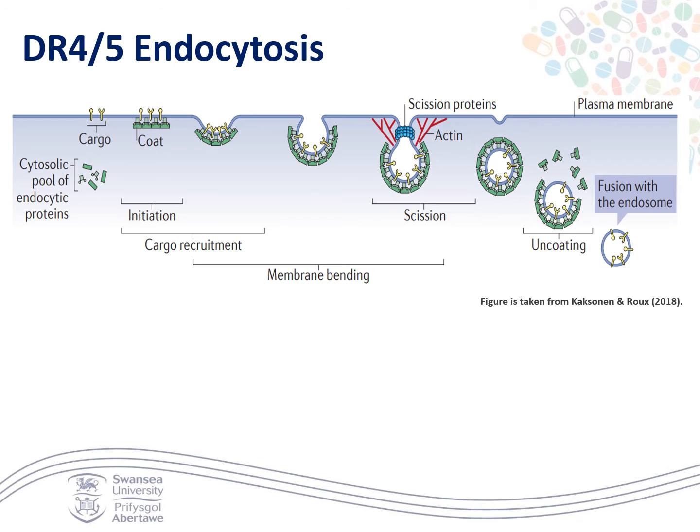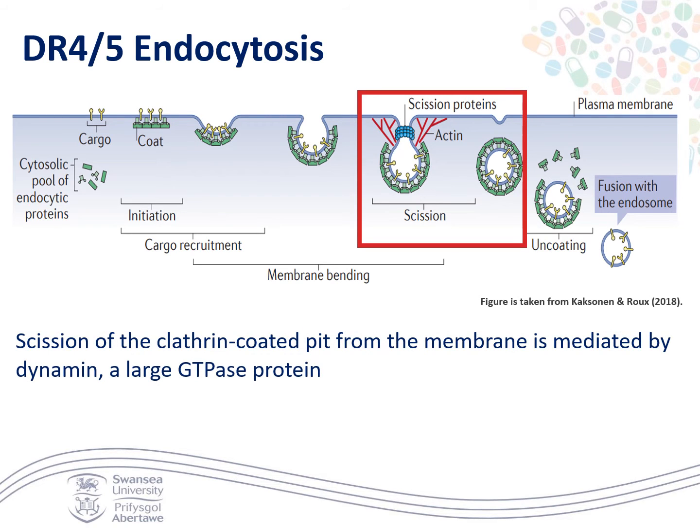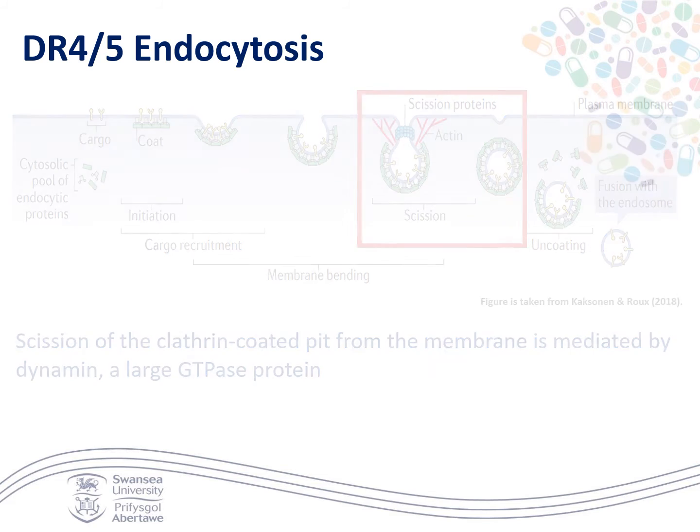So what about the other machinery involved in endocytosis, not just AP2 or clathrin? What about the other proteins, such as those involved in the scission event at the membrane? Scission events are when we then have the cleavage of the clathrin-coated pit from the membrane to form a clathrin-coated free vesicle. Now, this is mediated by the large GTPase protein called dynamin.